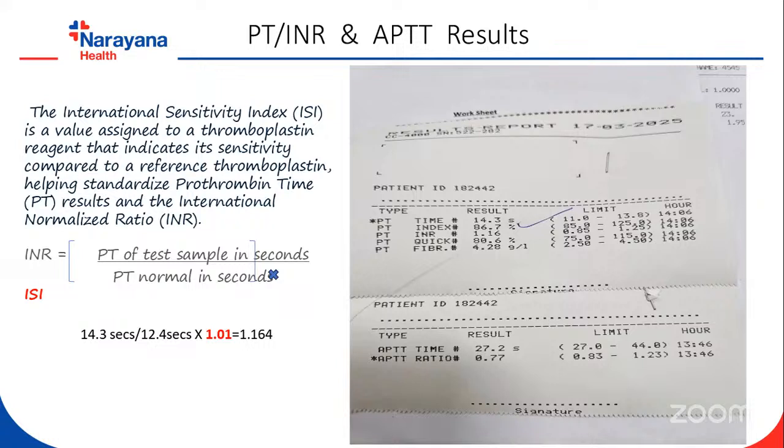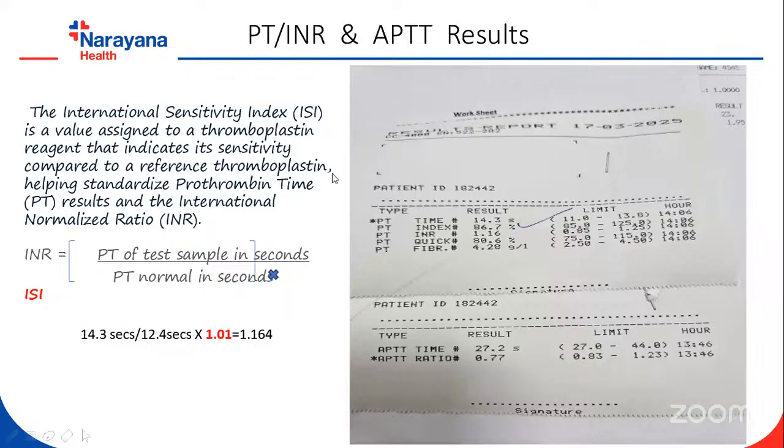What we have to do is just to test the patient sample, and the results are calculated and you get the INR. Like over here, 14.3 seconds is the reading of the patient sample. 12.4 seconds is the standard normal fed into the machine. ISI 1.01 is the standard ISI, again fed into the machine, which is there on the reagent kit inserts. And with that calculation, you get a reading of 1.164, and that is the reading that we get. So this is how the INR is calculated.